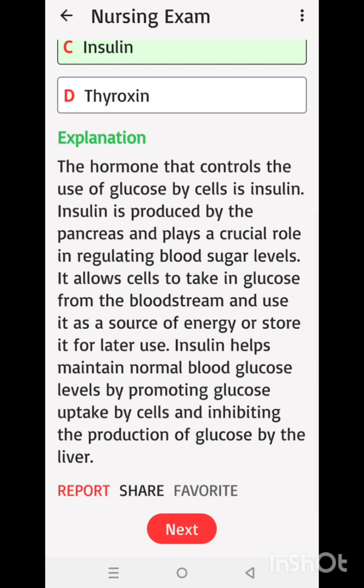The hormone that controls the use of glucose by cells is insulin. Insulin is produced by the pancreas and plays a crucial role in regulating blood sugar levels. It allows cells to take in glucose from the bloodstream and use it as a source of energy or store it for later use. Insulin helps maintain normal blood glucose levels by promoting glucose uptake by cells and inhibiting the production of glucose by the liver.